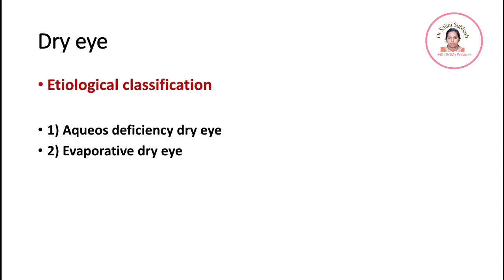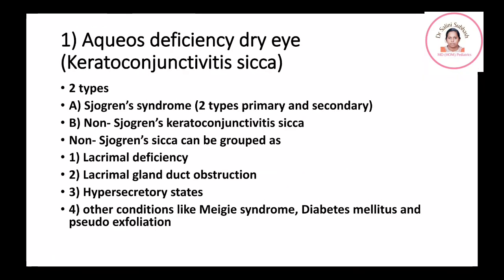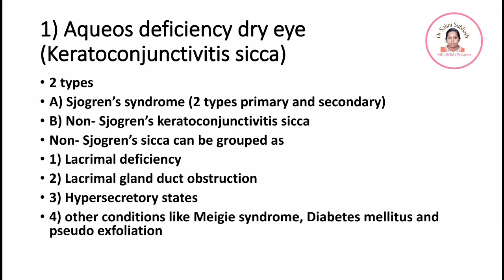It's of 2 types. 1. Aqueous deficiency dry eye. 2. Evaporative dry eye. We will see the first type, that is aqueous deficiency dry eye. It's also known as keratoconjunctivitis sicca. It's again of 2 types. A. Sjögren's syndrome, which is again of 2 types, primary and secondary. The other type is non-Sjögren's keratoconjunctivitis sicca.